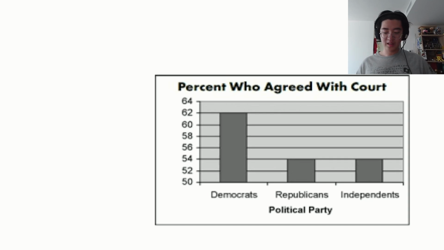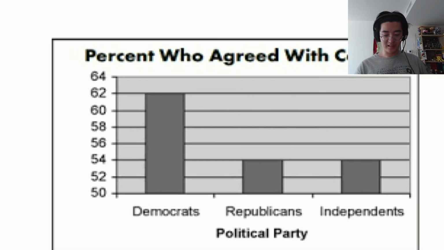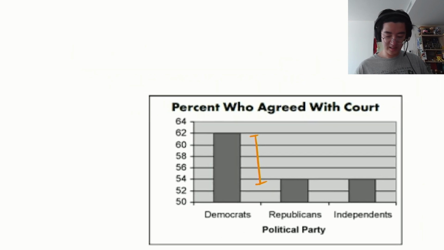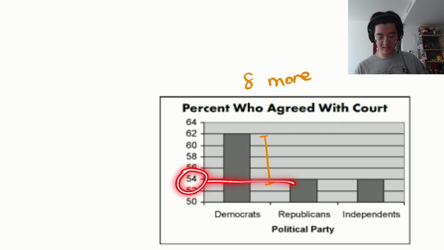Right here we've got the percent who agree. We can see here that there are a lot more Democrats that have agreed relative to Republicans. But if we look closer, you can't really see here, it's a little dark, but if we look closer, there's only 8 more compared to Republicans. We've got 62 Democrats and 84 Republicans. There's only 8 more. However, it looks a lot more than what it should have been.